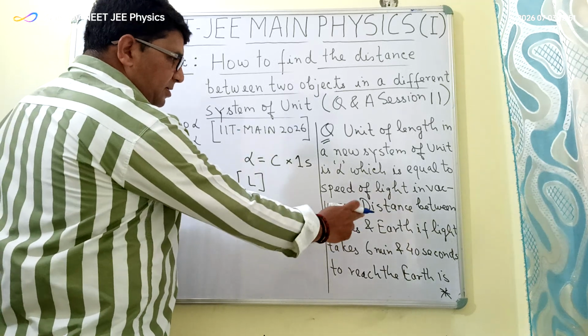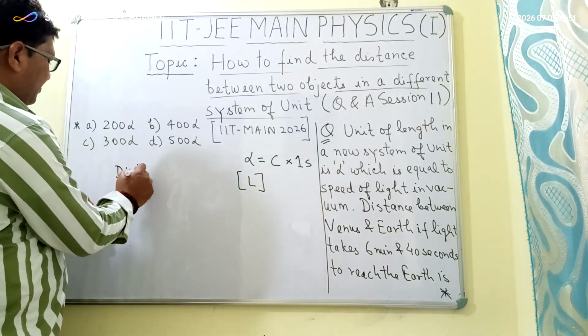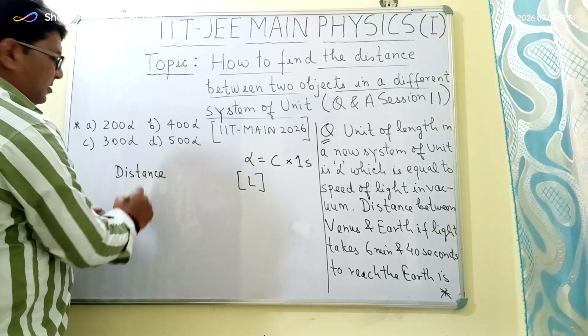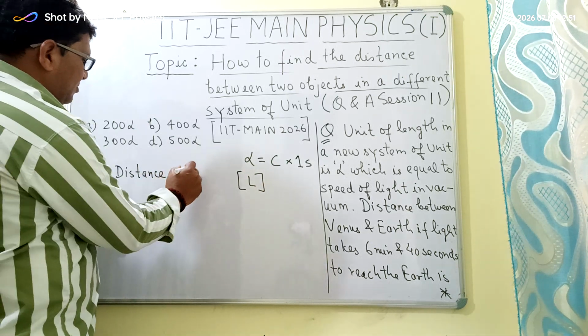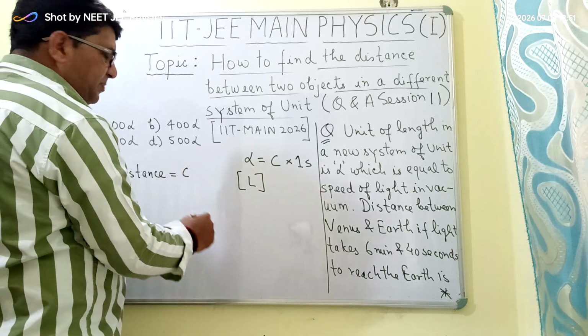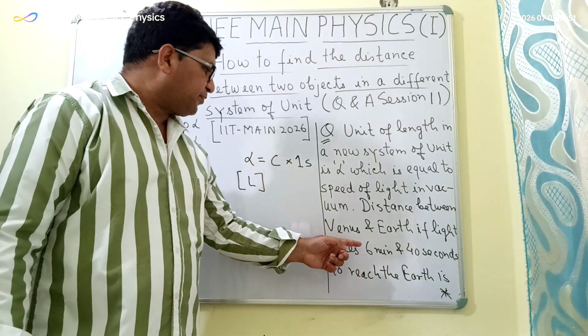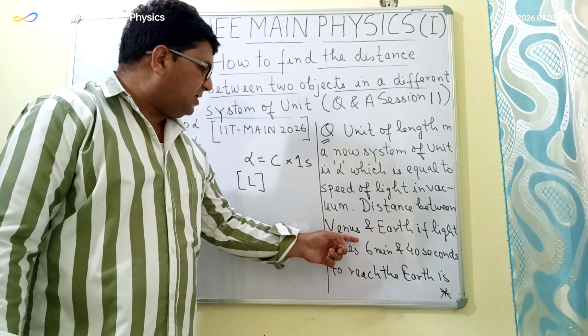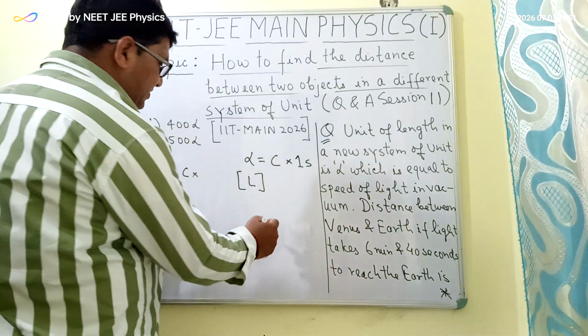So we have to find the distance between Venus and Earth. Now distance will be equal to the speed of light multiplied by the time taken by the light to reach the Earth from the Venus, which is given to us as 6 minutes and 40 seconds.